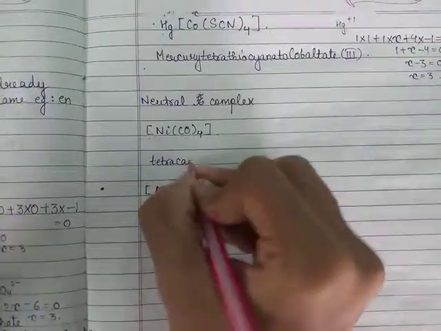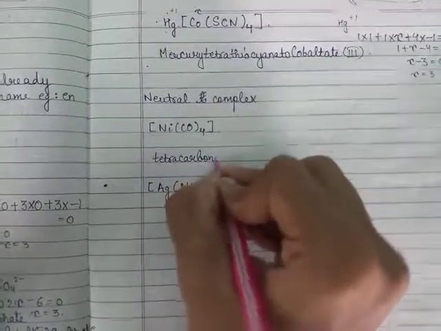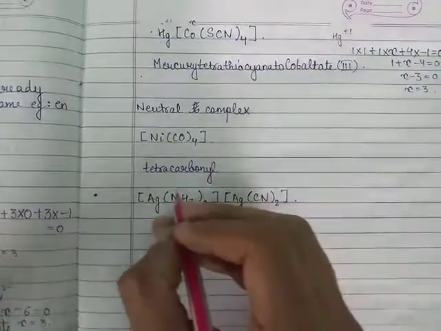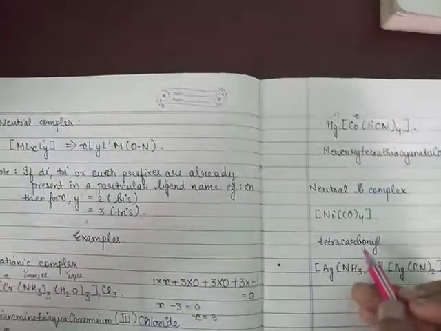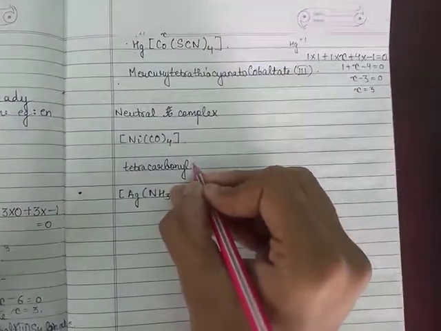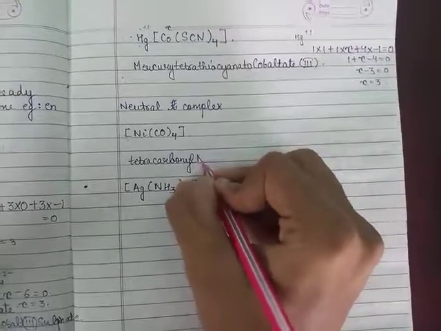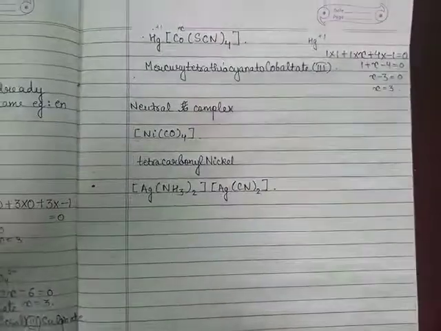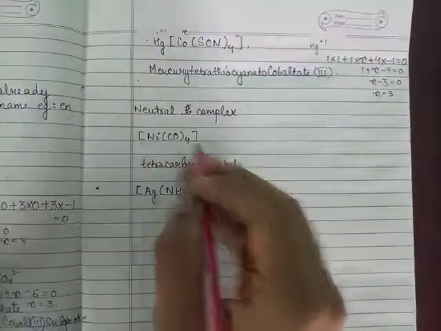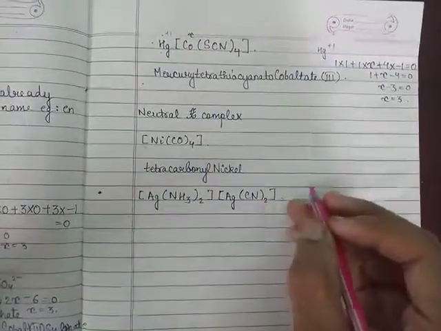Okay, so it does not include a base trace, so no worries. So tetra, then after that the name of the ligand, carbonyl: tetracarbonyl. Then after that the name of the central metal atom. What is the name of the central metal atom? Nickel. No modified name over here, because this does not have a cation or an anion.